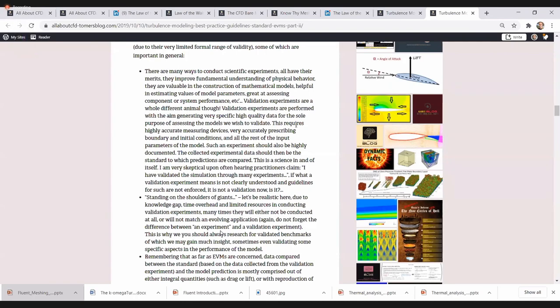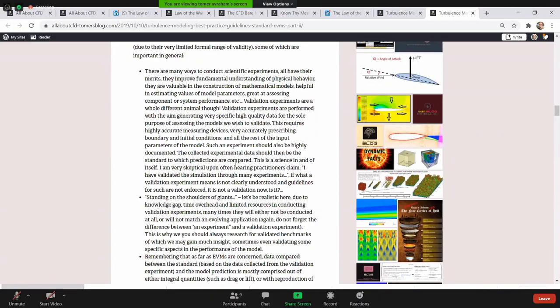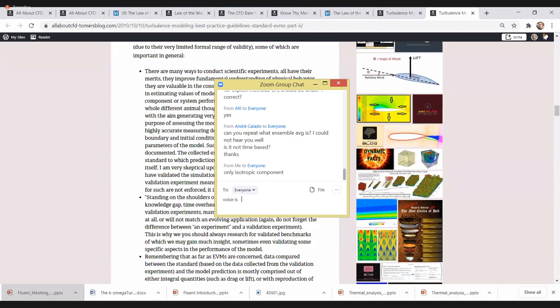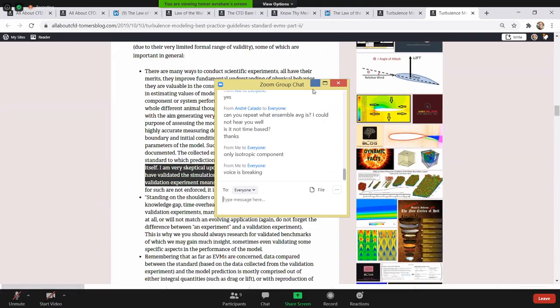It's very easy to say that I got a different result. It's not so easy to conduct an experiment that validates CFD. Measurements are very hard. Measuring devices have their own accuracy. You cannot put them in, they interrupt the flow. It's very hard to validate CFD by an experiment. It's not as easy as it seems.